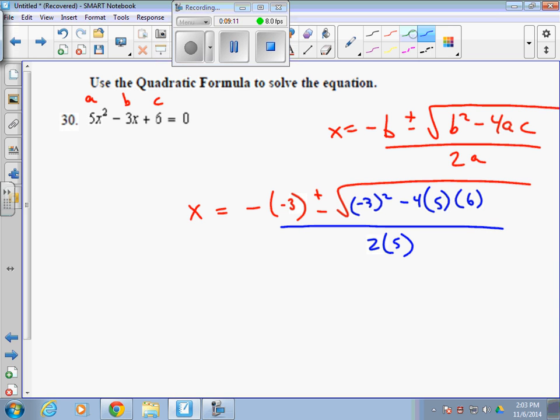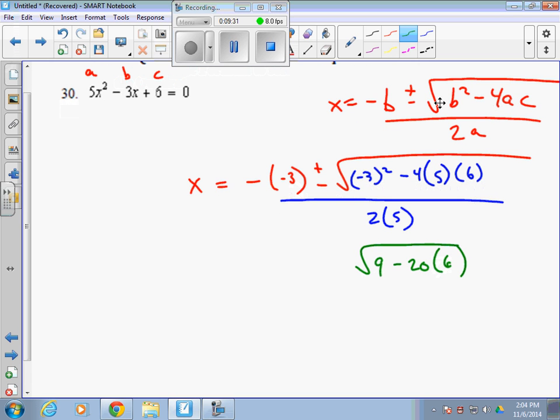So do what's inside that radical first. Negative 3 squared is going to be 9. Negative 4 times 5 is negative 20. And negative 20 times 6 is going to be negative, not 60, excuse me, negative 120. So when we do that radical, and I know I jumped down a step, we're going to say 9 minus 120. So those are opposite signs. So subtract 120 minus 9. And you're going to get the square root of negative 111.